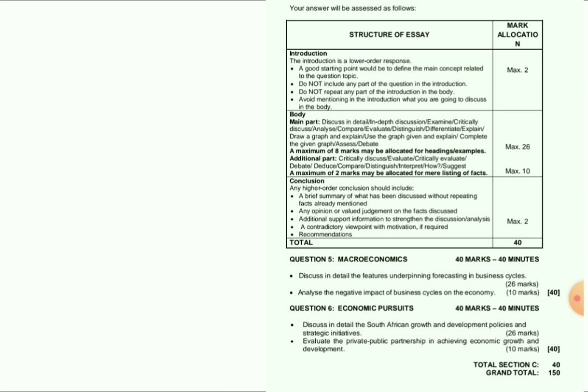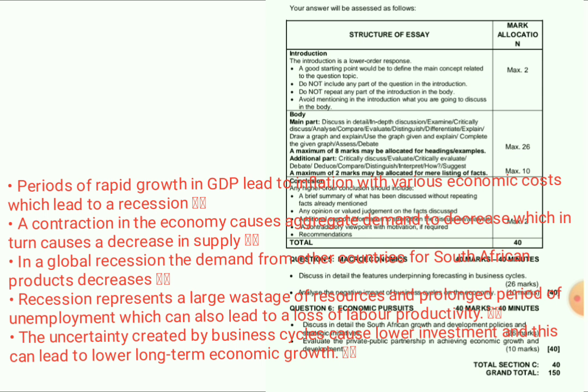Periods of rapid growth in GDP lead to inflation with various economic costs, which lead to recession. A contraction in the economy causes aggregate demand to decrease, which in turn causes a decrease in supply. In a global recession, the demand from the other countries for South African products decreases. The recession represents a large wastage of resources and a prolonged period of unemployment, which can also lead to a loss of labor productivity. The uncertainty created by the business cycle causes lower investment, and this can lead to lower long-term economic growth.